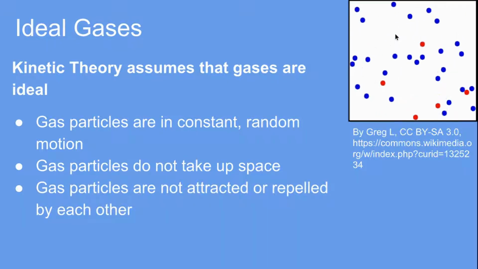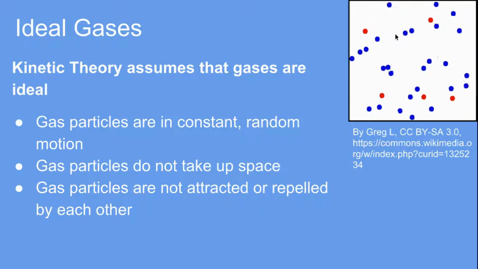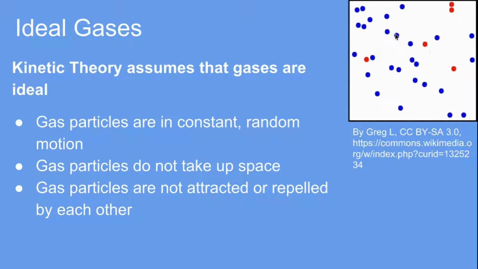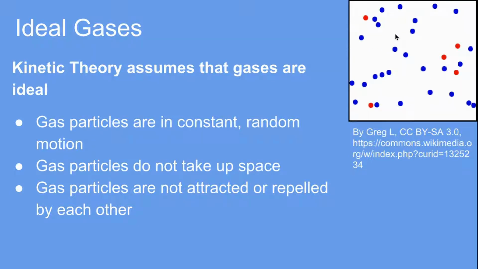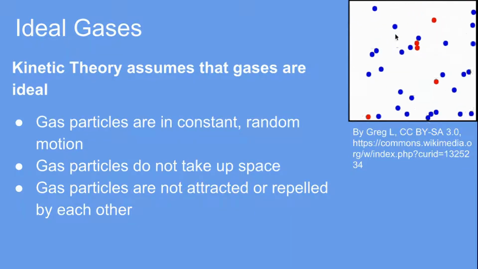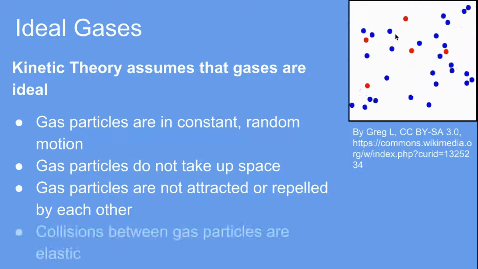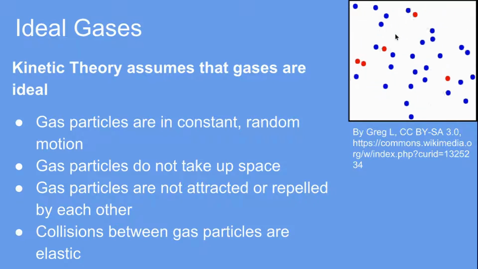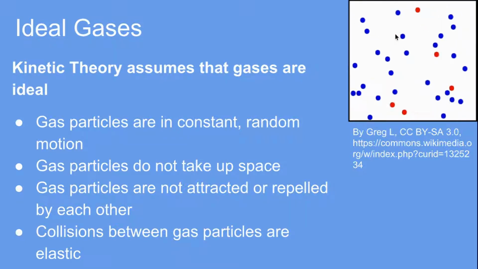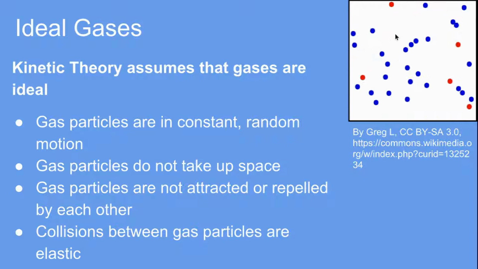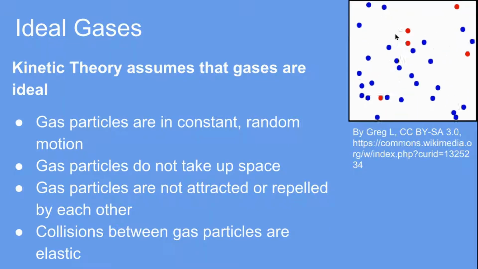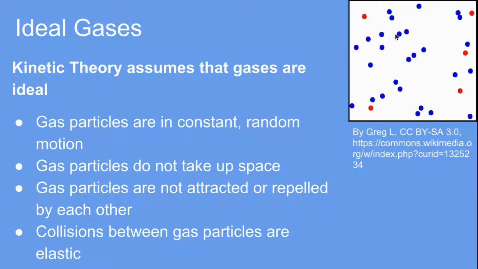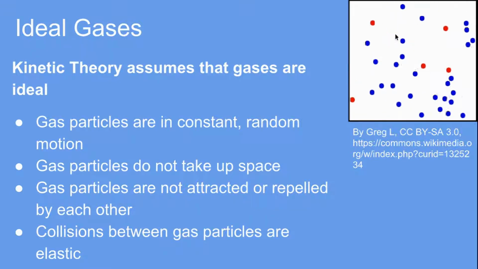And we also say that they are not attracted or repelled to each other. So if any of these molecules have positive or negative charges, we ignore that because that's going to mess with our calculations. And finally, the collisions between our gas particles are elastic. This means that when they hit each other, there's no loss of energy or momentum. It's only transfer between the two. They change directions, but we're not losing any energy in their collisions.